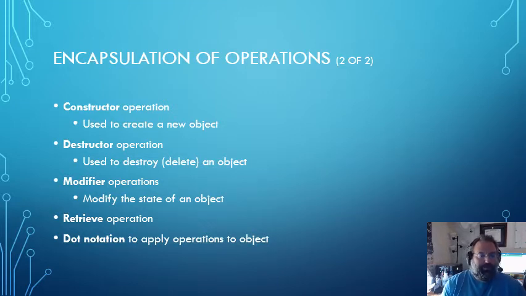Encapsulation of operations: you have a constructor operation. This is used whenever an object is being created, to initialize the state to some anticipated or desired state, and often supplied with parameters. A destructor operation is something that is used to destroy or delete an object, to clean up. A modifier operation is something that modifies the state of an object or changes it in some way. So it's essentially something that allows for manipulation of the values associated with the various fields within the object. A retrieve operation, and a dot notation to apply operations to an object.